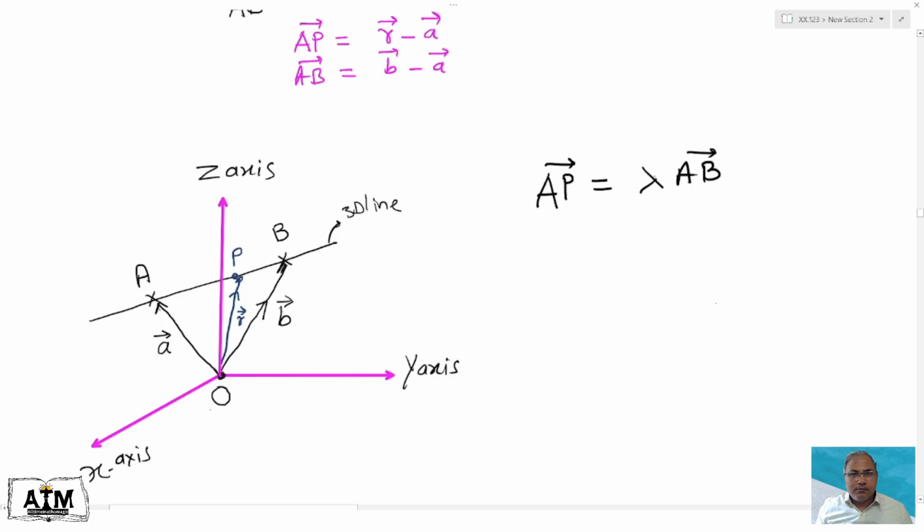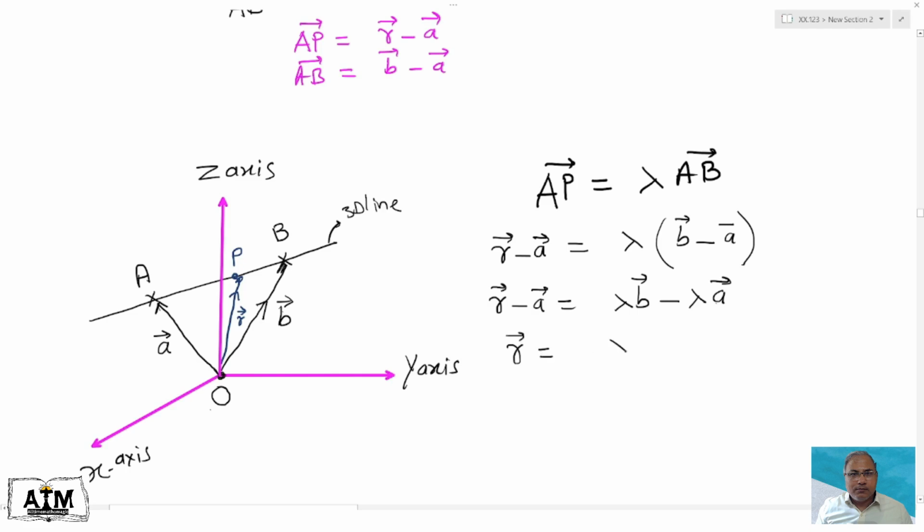Since vector AP equals lambda into vector AB, putting vector AP as vector R minus vector A, equals lambda multiplied by vector AB, that is vector B minus vector A. Now simplifying, vector R minus vector A equals lambda multiplied by vector B minus lambda multiplied by vector A. Taking vector A to the right side, vector R equals lambda multiplied by vector B minus lambda multiplied by vector A plus vector A. So vector R equals lambda multiplied by vector B plus vector A taken common, 1 minus lambda.